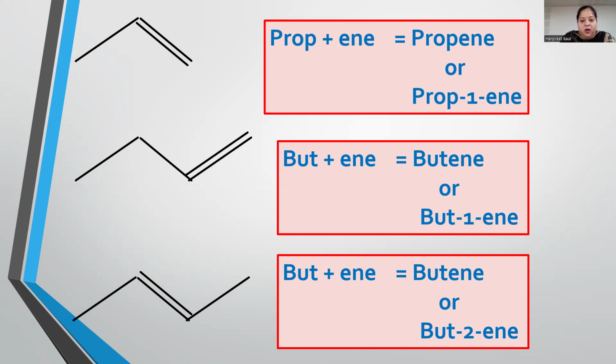Similarly, another isomer of the second structure, third is the isomer of the second. In that case, the double bond is at position number 2. And should it be written as butene or but-2-ene? So you have three structures here with two options each. Should it be propene or prop-1-ene, butene or but-1-ene, and then butene or but-2-ene? The clue is already there on the slide. Anyone with the answer? Yes, any answer? The clue is already there on the slide.